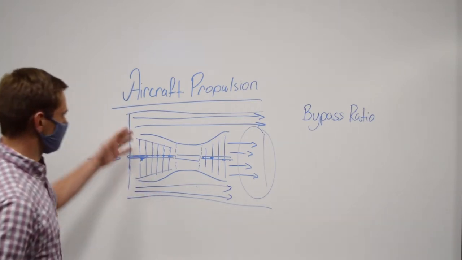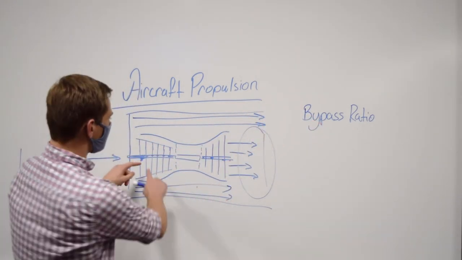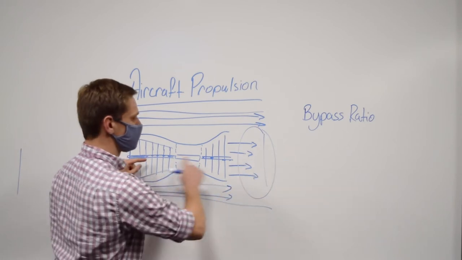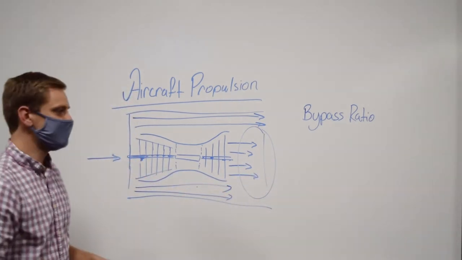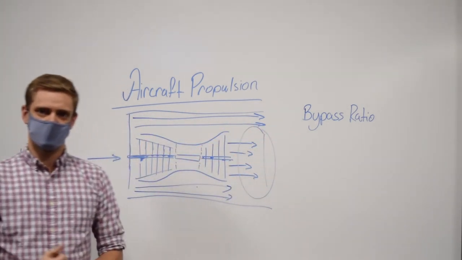And so that means for every one part of air that goes through the actual turbine and jet engine portion of the aircraft, 90 times more air goes around it and pushes air to create thrust.